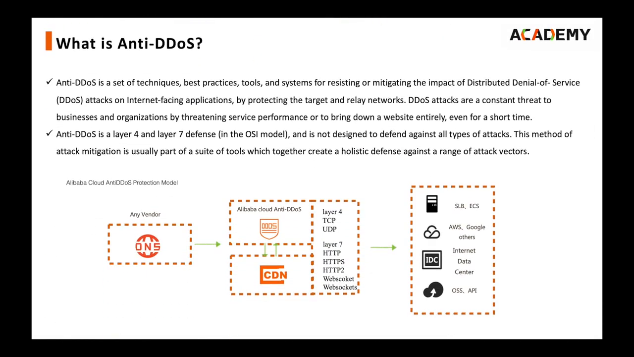So we have a tool called Alibaba Cloud Anti-DDoS that is designed to filter out attack traffic, and it works on multiple different types of DDoS attacks. We just learned about SYN floods, but there are many other types at both layer 4, the network layer, and also a few at layer 7, so HTTP and HTTPS, as well as various types of WebSocket attacks. Anti-DDoS is a set of techniques, best practices, tools, and systems for resisting or mitigating the impact of distributed denial of service attacks on internet-facing applications by protecting the target and any relay networks. Anti-DDoS is a layer 4 and layer 7 service and is not designed to defend against all types of attacks.